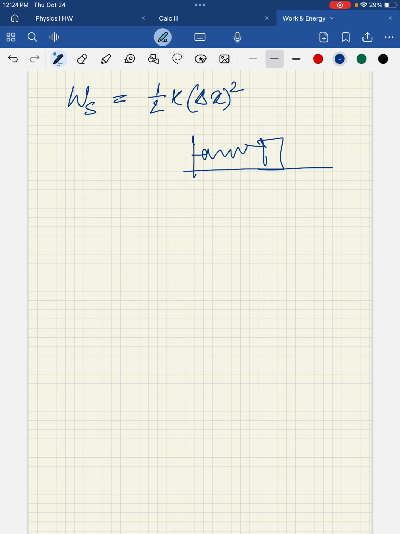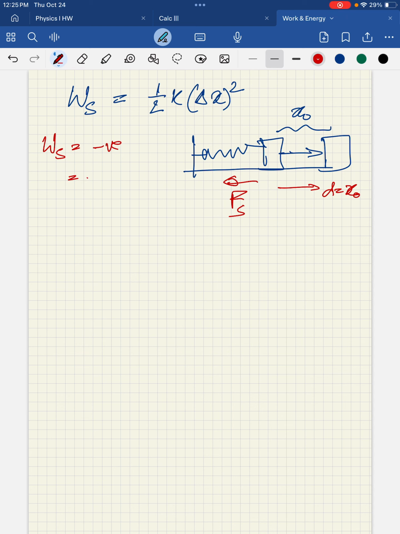So for example, if we have a spring here and we stretch it from here to here by a distance x0, let's say, right? In this case, the spring force is going to be acting in this direction, F spring, and the displacement is actually in this direction, equal to x0. So the work done by the spring in this case is negative. It is equal to negative half k x0 square, right?